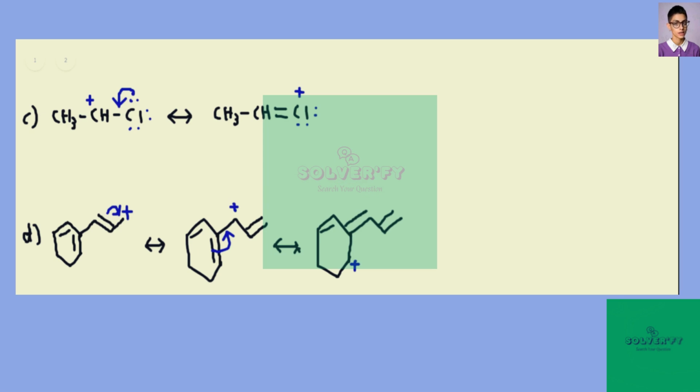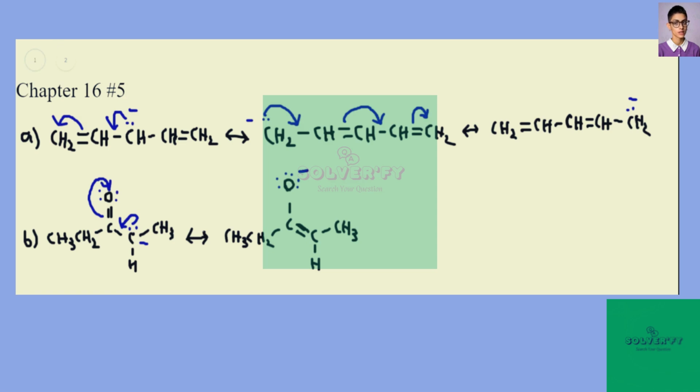Okay, and so that's the answer to this problem. Again, the way to draw resonance structures is just to move electrons. Nothing else about the molecule changes. And sometimes as a result of the electrons moving, charges will move as well. But really the way to visualize this is just movement of electrons. And that's the answer to chapter 16, problem number 5.